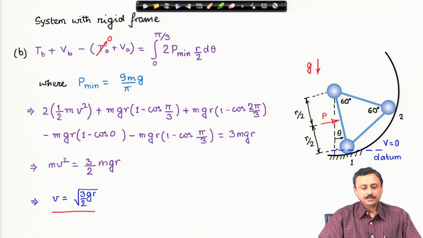And from here I can straight away calculate the common velocity of both particles 1 and 2, which turns out to be square root of 3 by 2 g r. This is a straightforward algebraic step which you can complete.